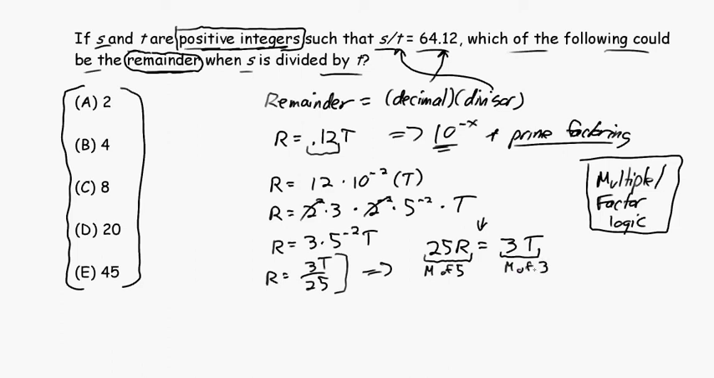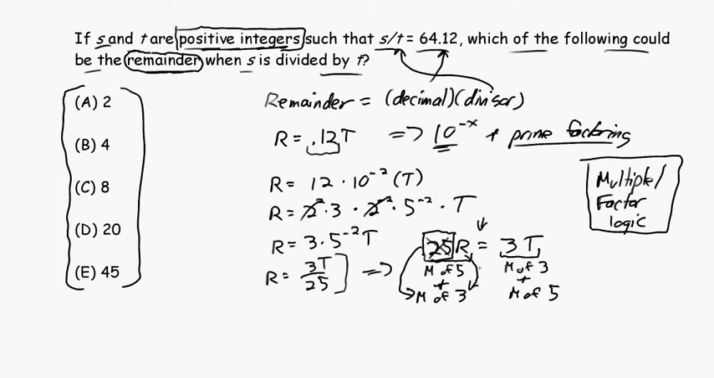Since they are equal to one another, that means this 25R also has to be a multiple of 3. And by the way, 3T has to be a multiple of 5 because they're equal. Well, this 25 is not a multiple of 3. There's no way. So therefore, R must be a multiple of 3.